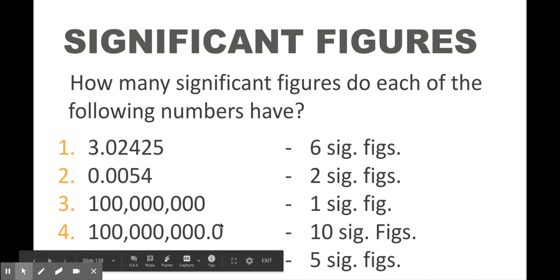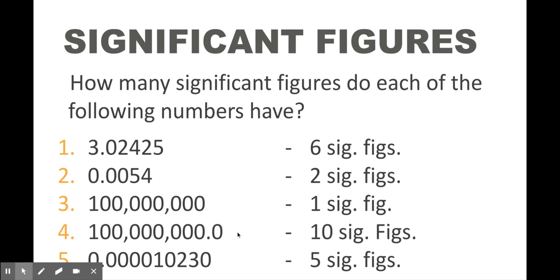Now, what if we did put a decimal and another 0 at the end of that same number? Suddenly that number has 10 significant figures because the presence of that decimal point says that none of those zeros are estimates. All of those zeros are known for sure to be zeros, which means that they actually are significant figures. So that decimal makes all of those trailing zeros, the ones before and after the decimal, significant.